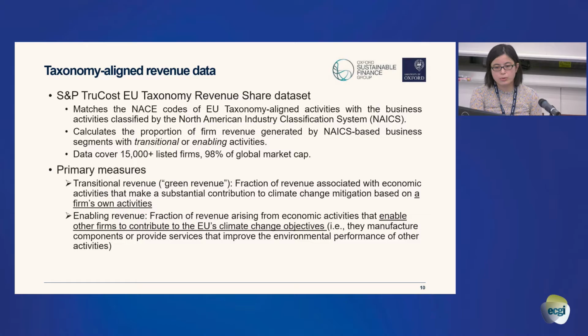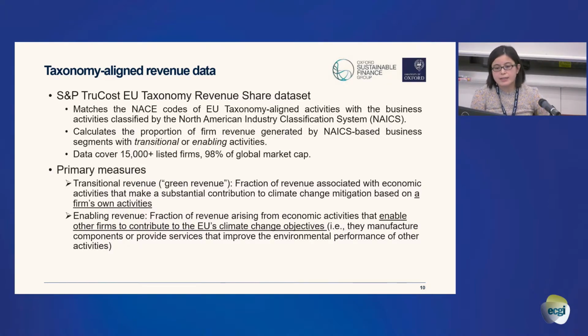So to conduct this study, we use a new data set, the S&P Trucost EU Taxonomy Revenue Share data set. Trucost calculated the shares of firm revenues based on EU taxonomy aligned business activities, and they split these revenues into two core measures. The first one is transitional revenues, the part of revenue generated from transitional business activities, and also the enabler revenues, the part of revenue generated from enabling activities.